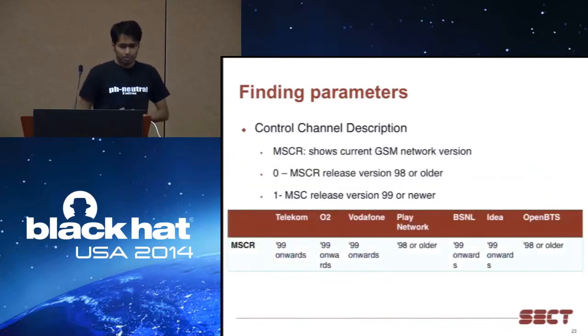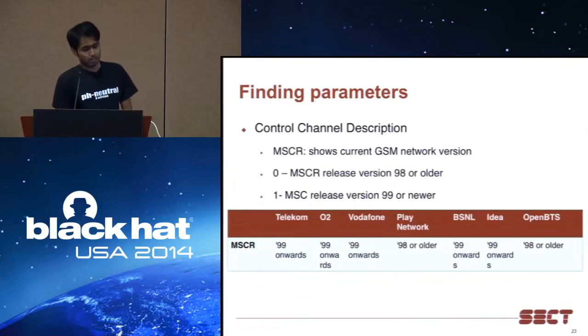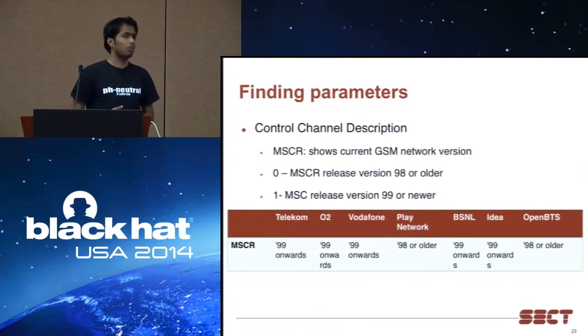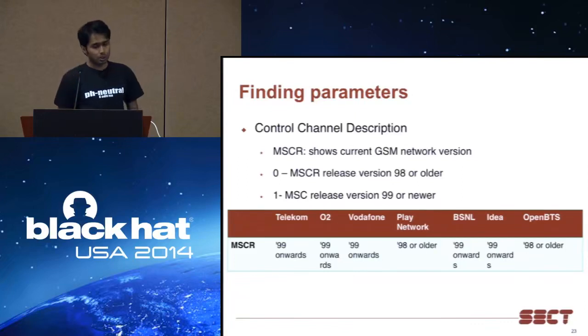So what is inside those messages? First is the control channel description. In that, there are some features. One feature is called MSCR. It shows the current GSM network version, that is, the software running on the MSC of that operator which is serving you the network. If the byte is 0, it means release version 98, and otherwise it means MS release version 99. Of course, this is not a unique parameter.